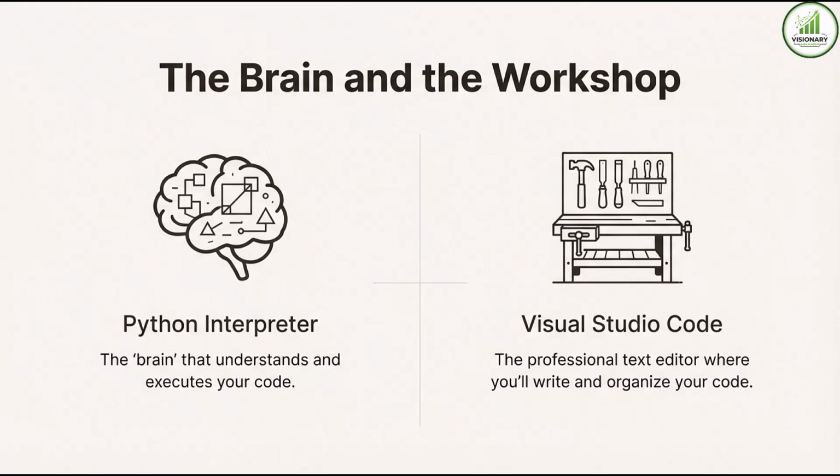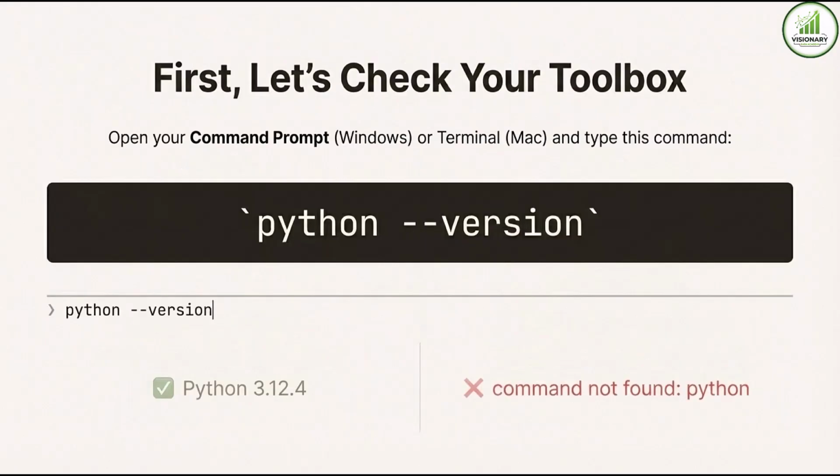Please watch carefully as there is one specific checkbox during installation that if missed will break everything. Let's get into it. First, let's check if you already have Python installed. Open your command prompt or terminal on Mac and type python --version. If you see a version number like 3.12 or 3.13, you're good. But if you see an error saying Python is not recognized, or if you want to update to the latest version for this course, follow me.